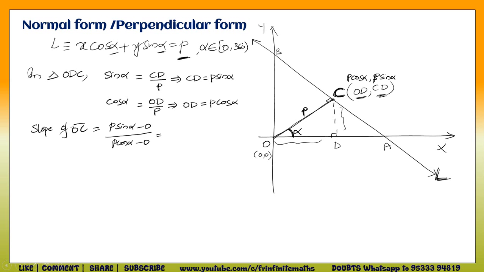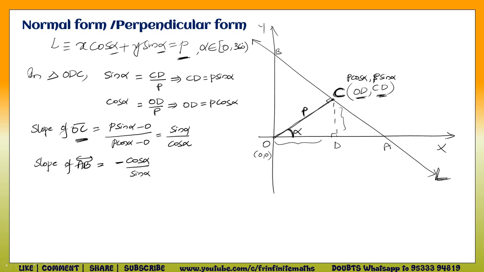So from this I can write it as p sin alpha by p cos alpha. P gets cancelled, so I can write sin alpha by cos alpha. Now since I need the line AB, I can directly write the slope of AB. The slope of AB is nothing but the perpendicular slope of OC. I know the condition, so directly write minus and reciprocate the values. So this becomes minus cos alpha by sin alpha.